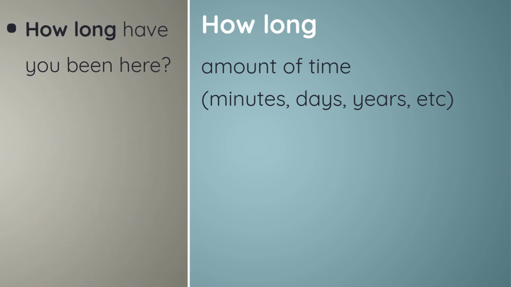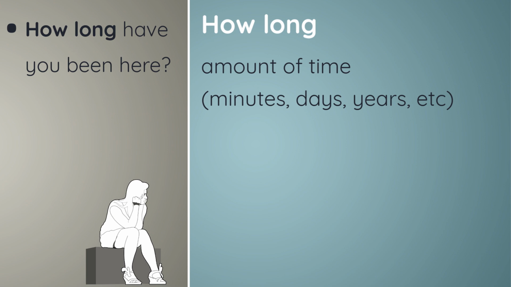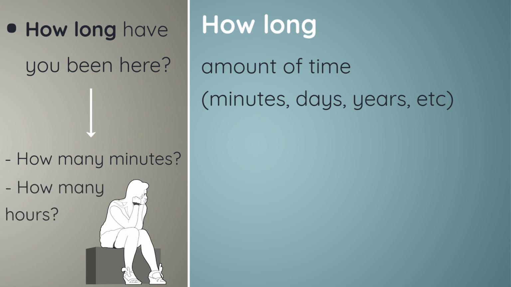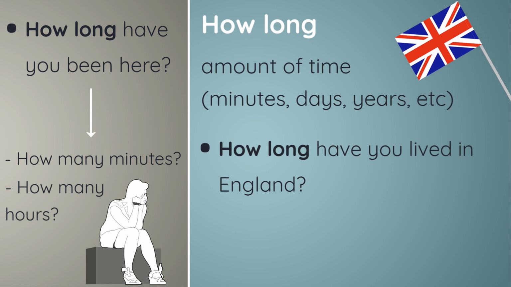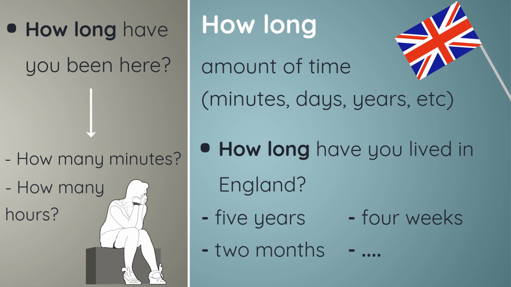So, for example, how long have you been here? I want to know maybe how many minutes, or maybe I want to know how many hours you have been here, okay? If I ask you, how long have you lived in England? An answer would be a number that has to do with time. You might say, 5 years, 4 weeks, 2 months. Okay, so when we ask, how long, what we want to know is about time. Minutes, hours, days, months, weeks, years.